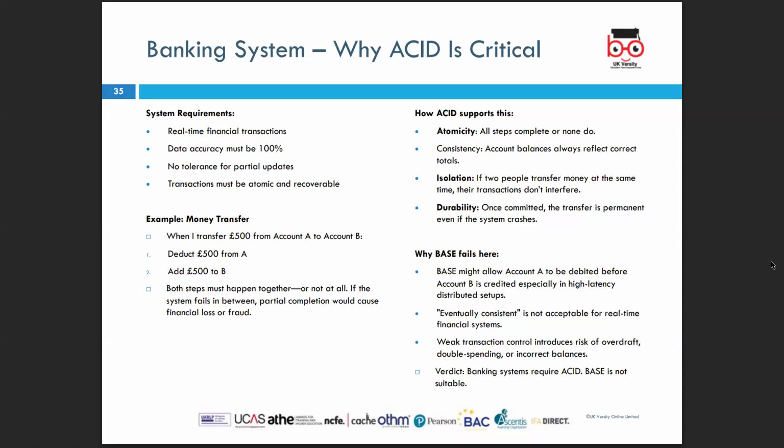So how does ACID support this? With atomicity, all steps have to be completed or none. Consistency: our account balance always reflects the correct total. Isolation: if two people transfer money at the same time, the transactions won't interfere. And durability: once committed, the transaction is permanent even if the system crashes.